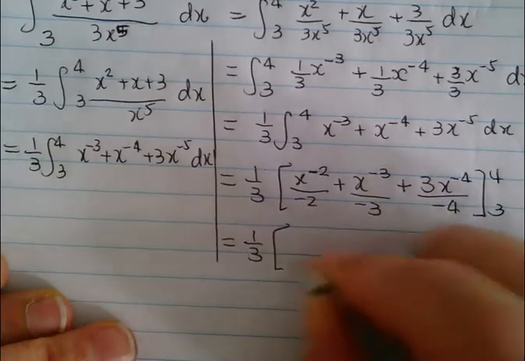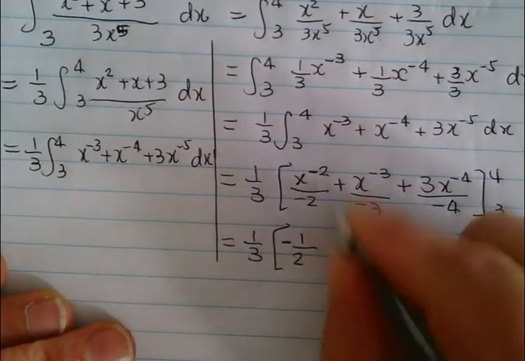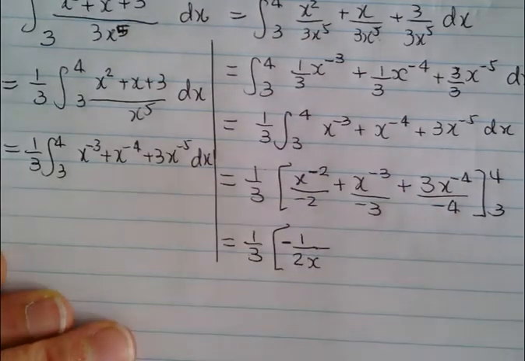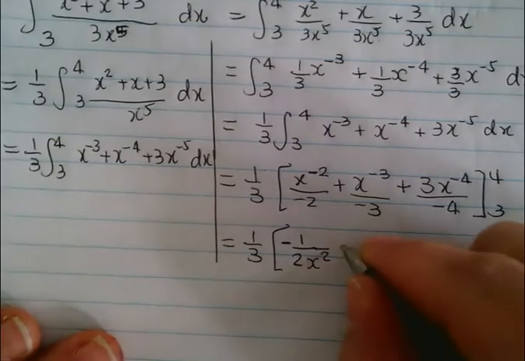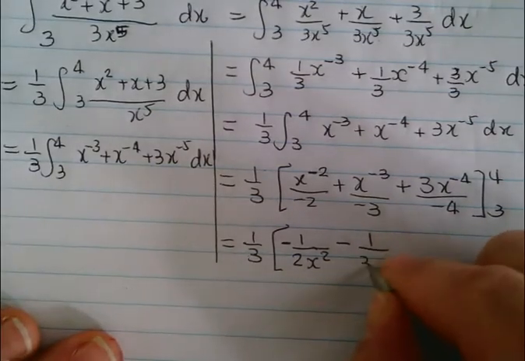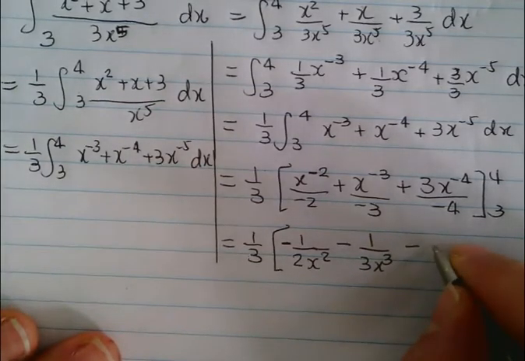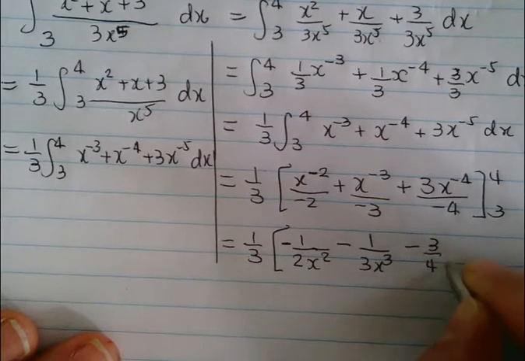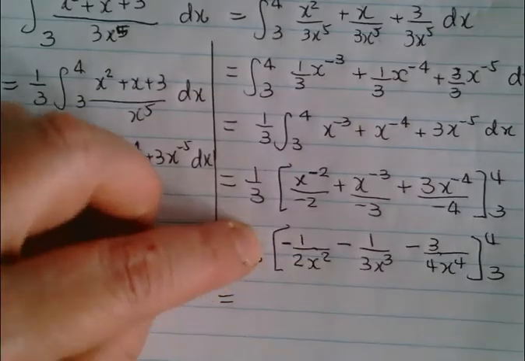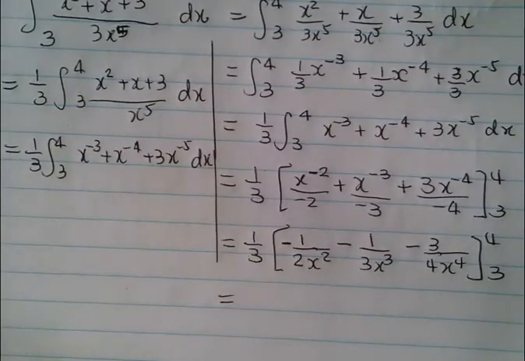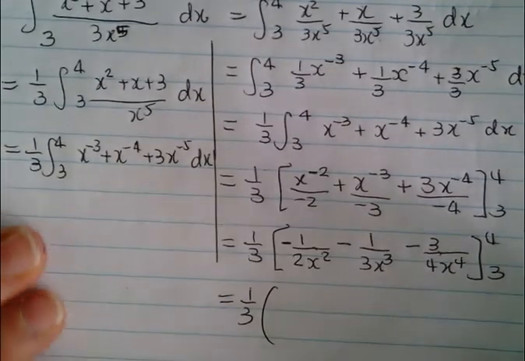A third. I would rewrite this as, come on, negative, what am I going to write here? X squared. Please put it back as a positive power of x, minus a third x cubed. Actually, the 3 on the bottom wouldn't have been so bad after all. Minus 3/4, and the x to the 4 is on the denominator. But look, it doesn't matter because when you're finished, you multiply everything by a third. Okay? A third. Have fun.